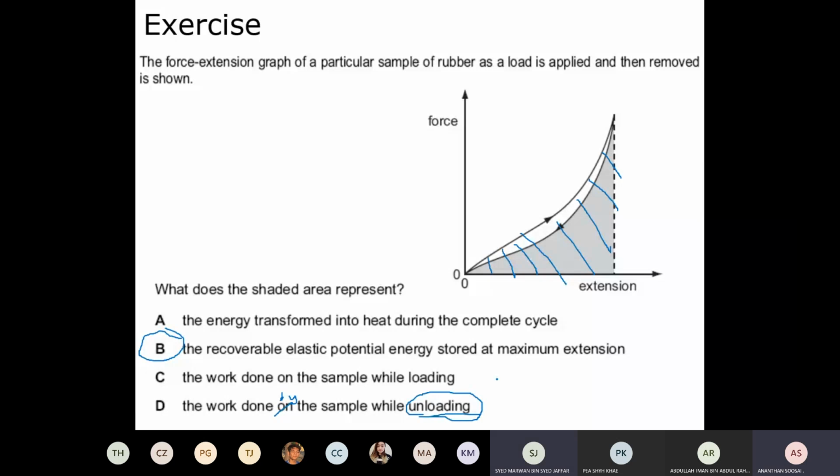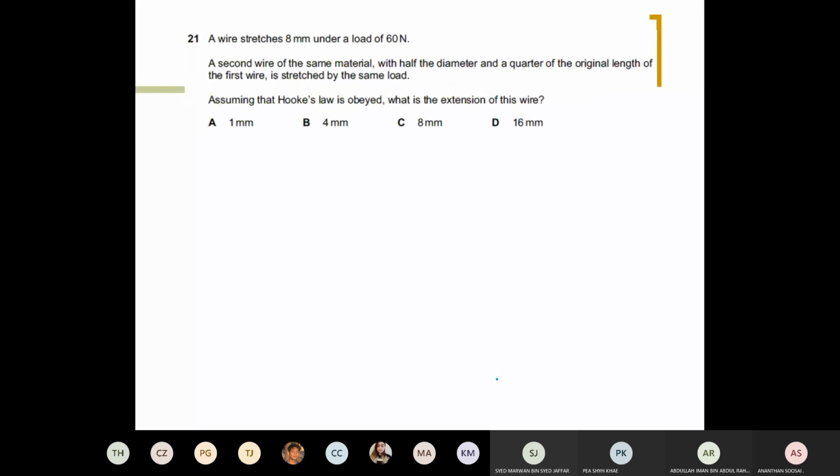Okay, so as we move on, more questions. This is a challenging one. One minute for you. Everyone, please send the answer to the WhatsApp. One minute.